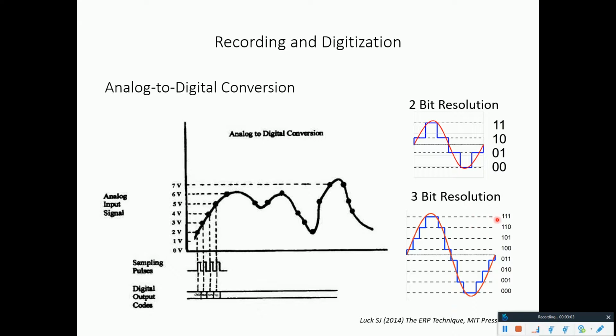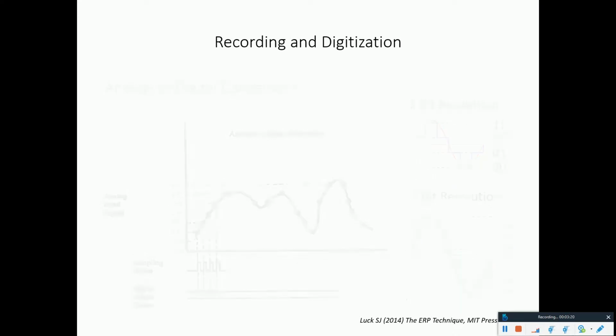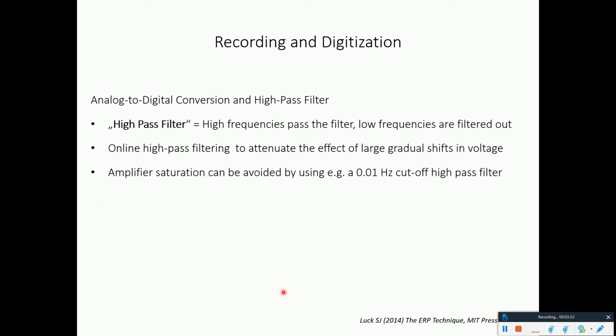If you have a higher bit resolution, for example 3 bits, then you can already give a resolution of the analog signal that is of grain 8. But this is something one needs to keep in mind when digitizing.